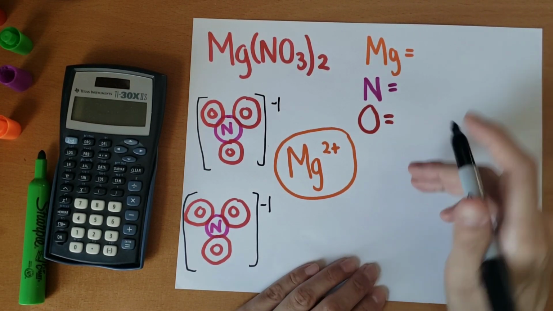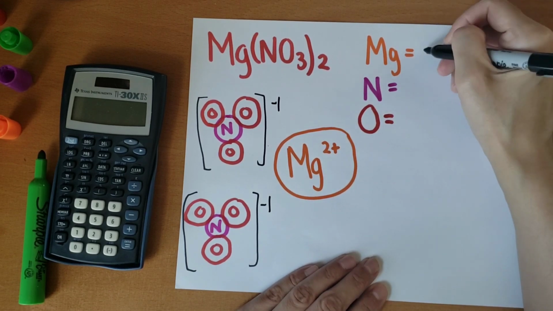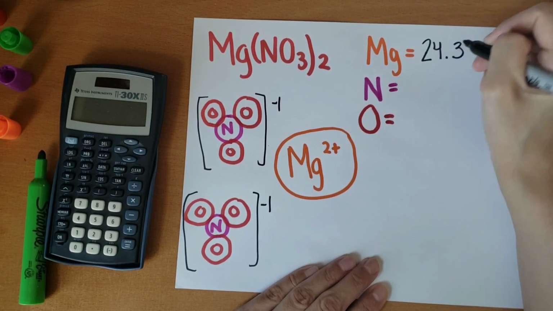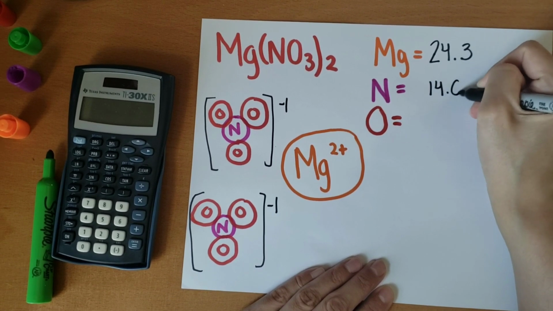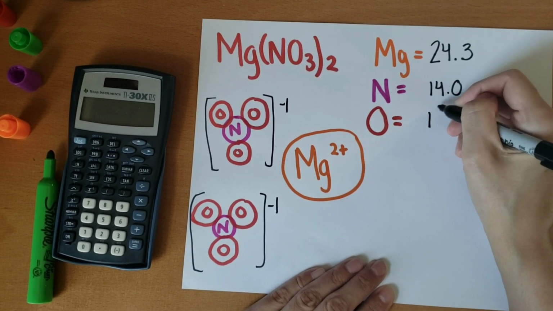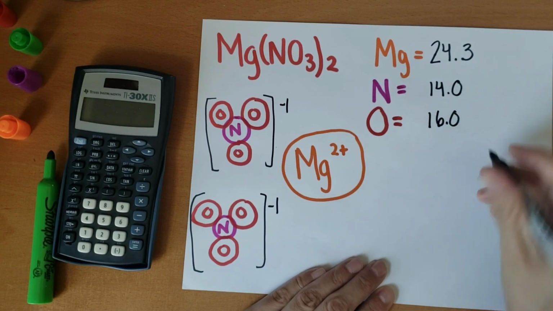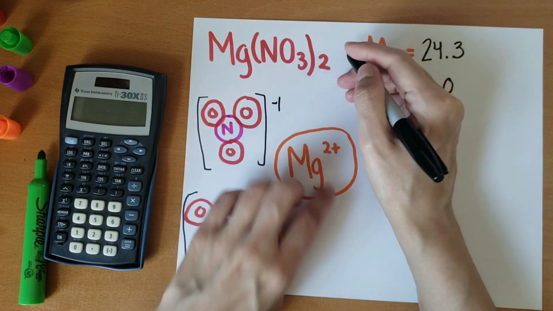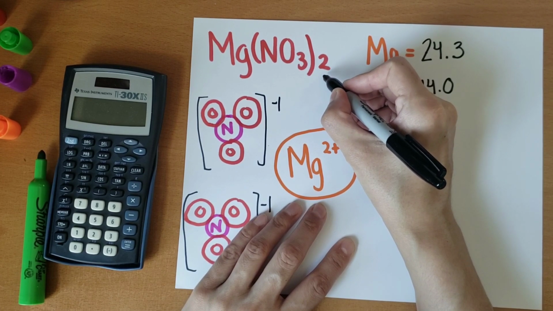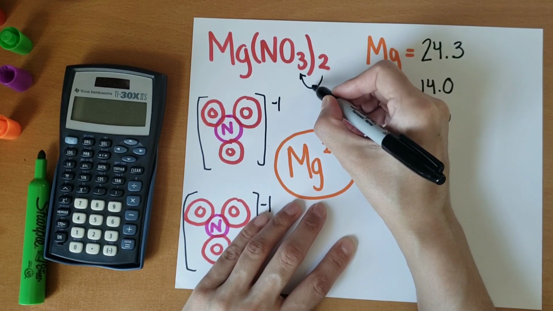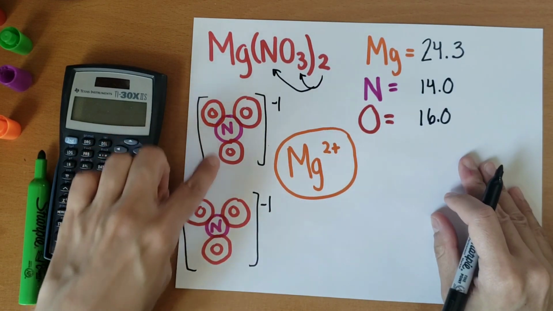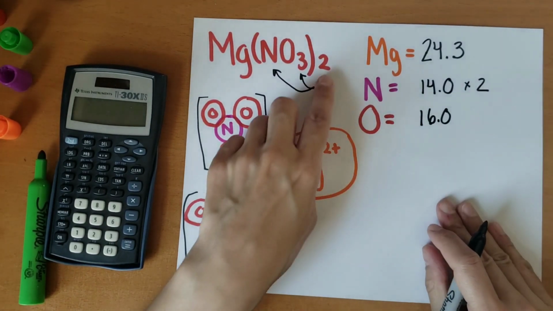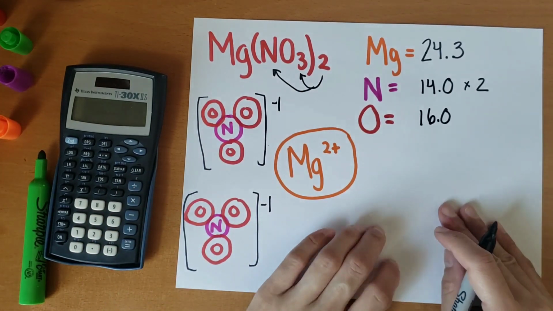So here, what we have to do is look up the masses of these elements. So magnesium's mass rounds to 24.3. Nitrogen's mass rounds to 14.0, and oxygen's mass rounds to 16.0. But we have to take into account the subscripts. Since there are parentheses, that means that the number outside the parentheses distributes to each of the elements inside the parentheses. So from our picture, you can see that we actually have 2 nitrogens, and we actually have 2 times 3 or 6 total oxygens.